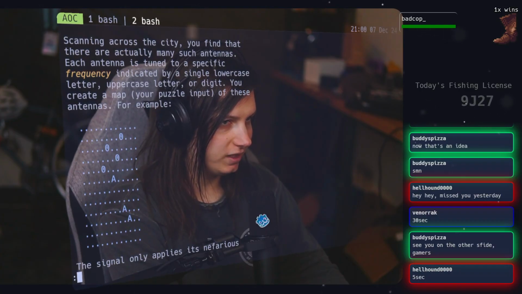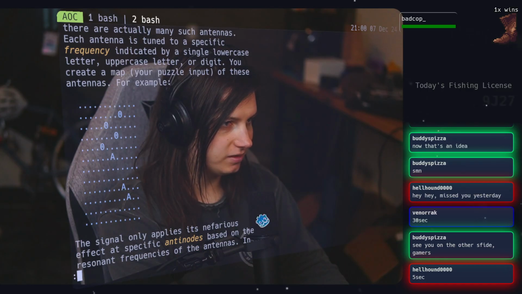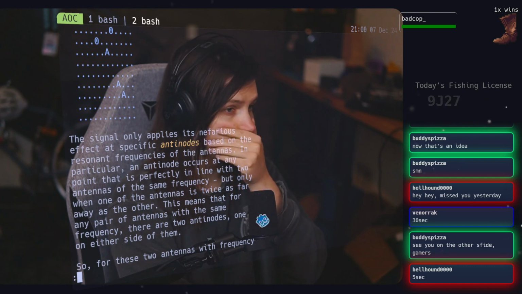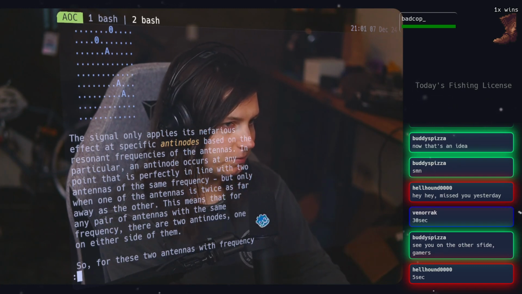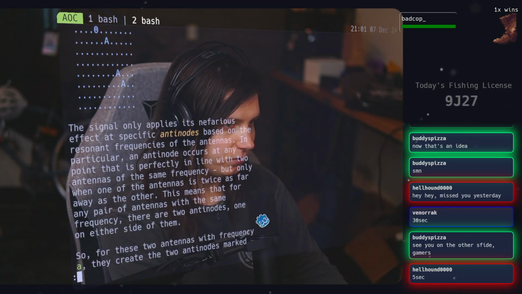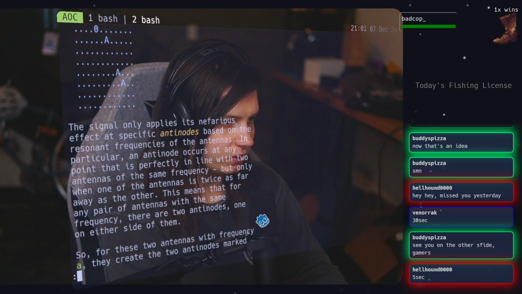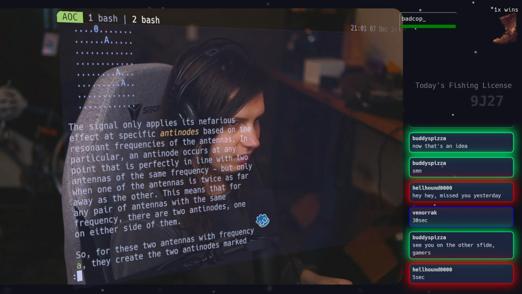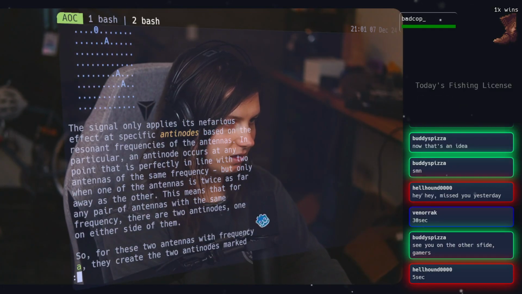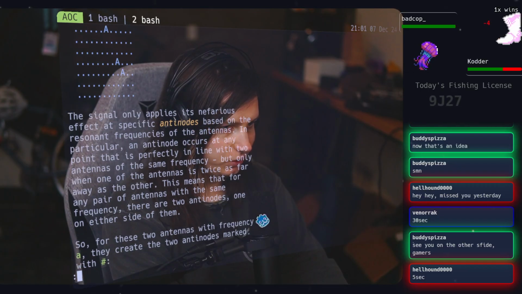There's many such antennas. So the A's are the antennas. Signal only applies its nefarious effect at specific antinodes based on the resonant frequencies of the antennas. In particular, an antinode occurs at any point that is perfectly in line with two antennas. Is this like some cellular automaton bullshit?